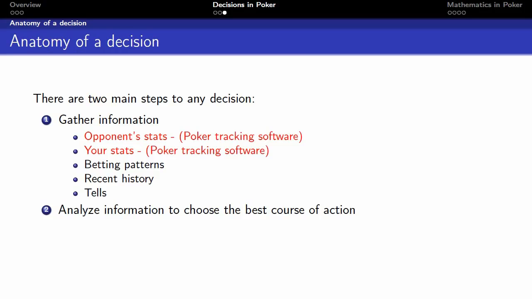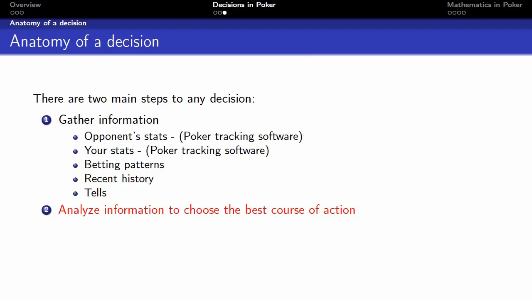Of these, the first two sound mathematical, and there's a bit of math involved, but really it's more about poker tracking software or really good memory. How often have they been folding pre-flop, and how often have they been calling or raising pre-flop, to produce the statistics to base your decisions on. And the remaining three choices are definitely more about paying attention and not so much about doing some mathematical analysis. The math actually comes in the second stage.